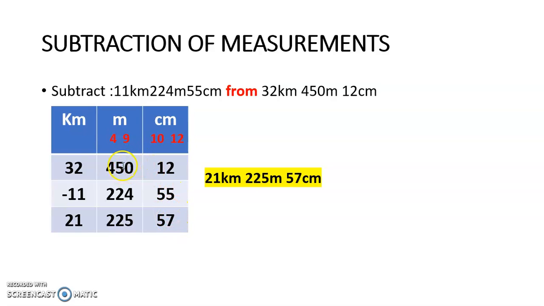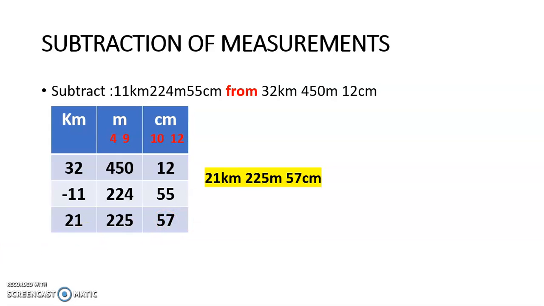Again borrow, this becomes 4, this becomes 9, and here it is 10. 10 minus 5, 5. 9 minus 4, 5. 4 minus 2, 2. And 4 minus 2 again, 2. 2 minus 1, 1. 3 minus 1, 2. So the final answer, remember to place the units carefully, 21 kilometers, 225 meters and 57 centimeters.